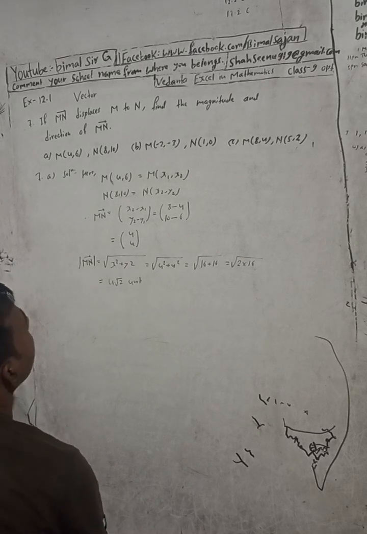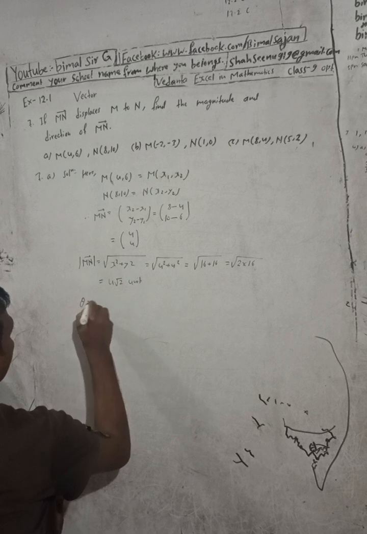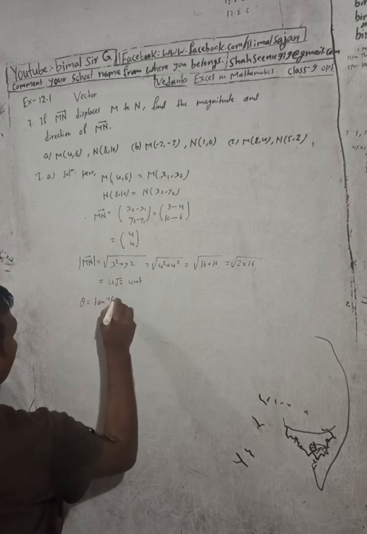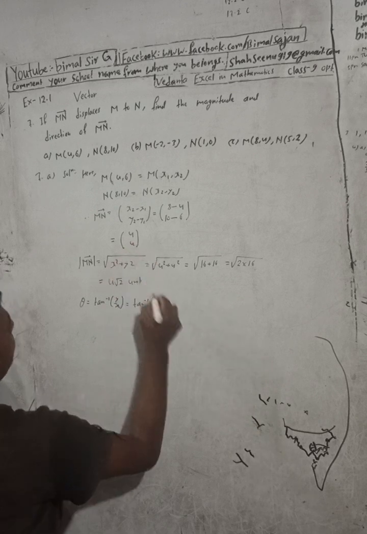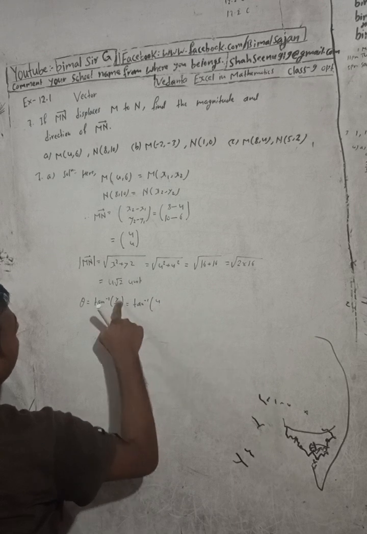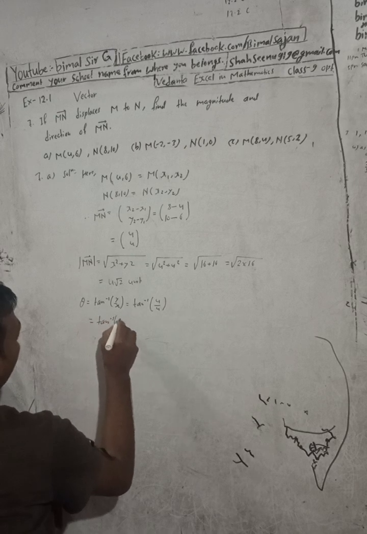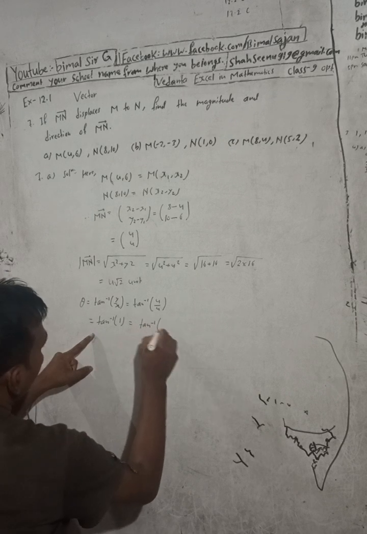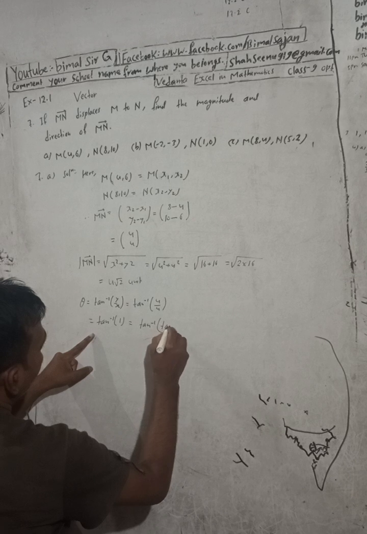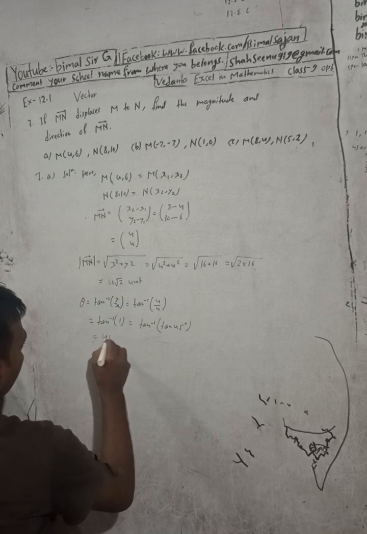So this is the magnitude. Now the direction of MN. The direction of MN is given by theta equal to tan inverse y by x. So this is tan inverse 4 by 4, which is equal to tan inverse 1. Tan inverse 1 is the value for tan 45 degrees. That's why tan inverse tan 45 is 45 degrees, okay?